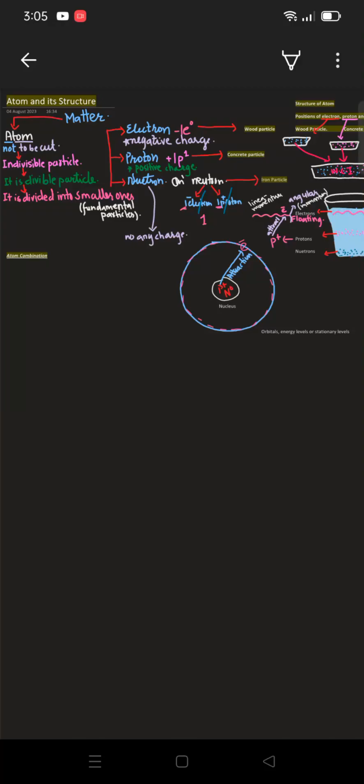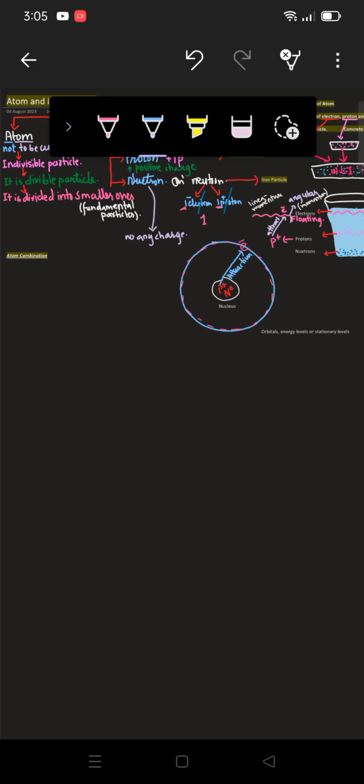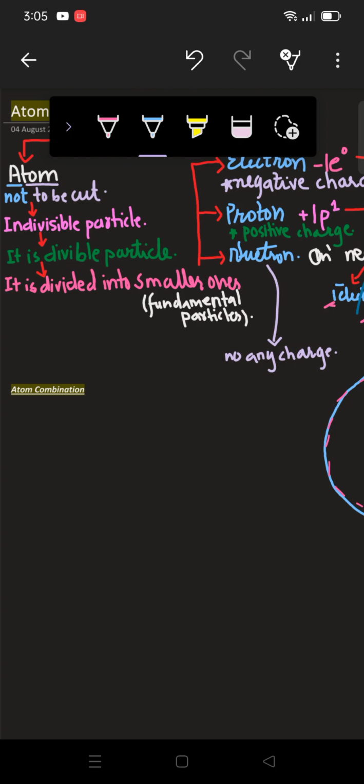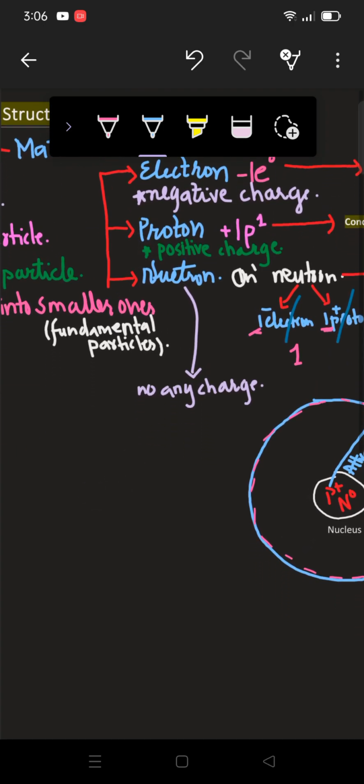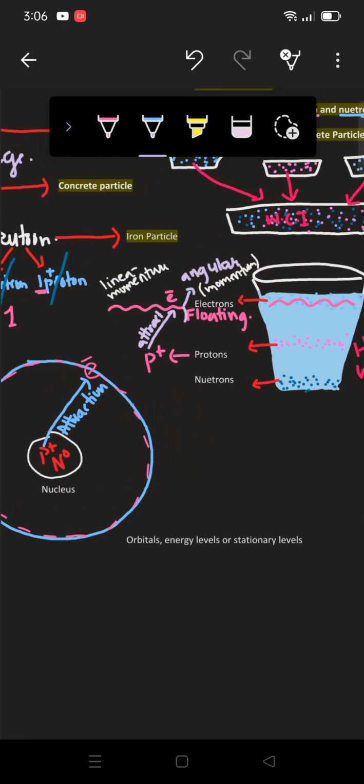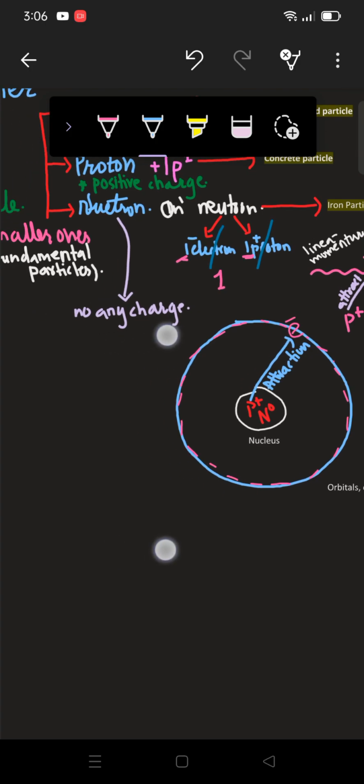Okay, so as in the last video, we have discussed the atom and its structure. Initially, we got to know that the atom is an indivisible particle, which was Dalton's theory. However, in recent theory, we got to know that the atom is a divisible particle and it is further divided into three smaller ones, which are also known as fundamental particles. The first one was the electron, the second was the proton, and the third the neutron. And then we discussed their positions in the atom, and the structure of the atom too.